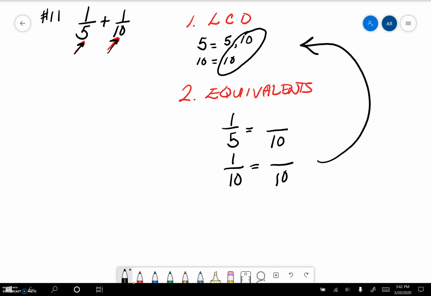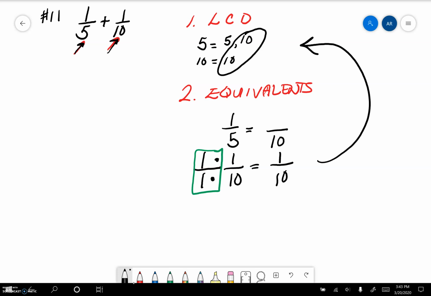Okay, now I'm going to start asking myself, what times 10 equals 10? Well, 1 times 10 equals 10. So what I do at the bottom, I'm going to do at the top. And 1 times 1 is just 1, because we're not changing the value, we're just changing the appearance. And 1 over 1 is really just multiplying 1/10 by 1. So we're changing the appearance, not the value.